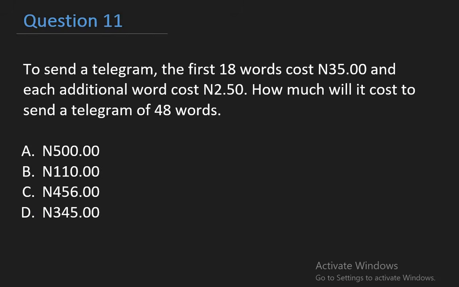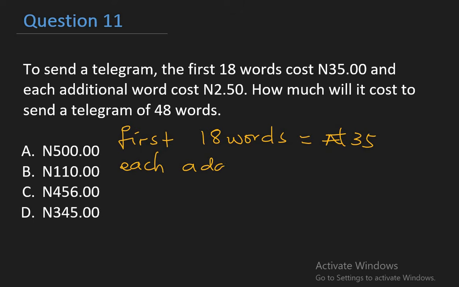Alright, question 11. This question is on money. To send a telegram, the first 18 words cost 35 naira. Take note of that. So, the first 18 words cost 35 naira. Each additional, take note of the word each, each additional word costs 2 naira 50 kobo.